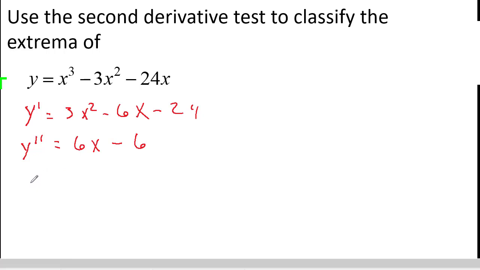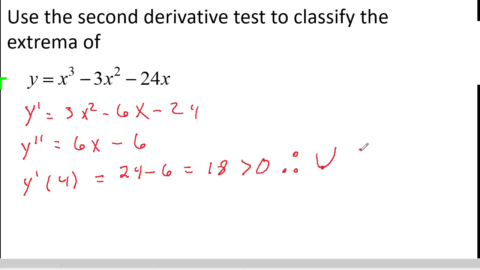And what we want to do is evaluate our second derivative at our critical points. So our critical points were 4 and -2. So when we put in 4, we get 24 minus 6, which is 18, which is greater than 0. Therefore, my graph was concave up. Since we were looking at the flat spot, therefore, we have a relative minimum.